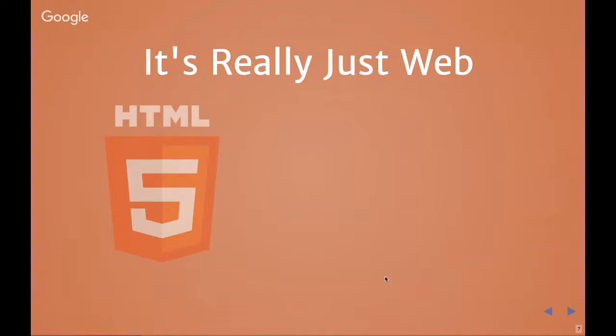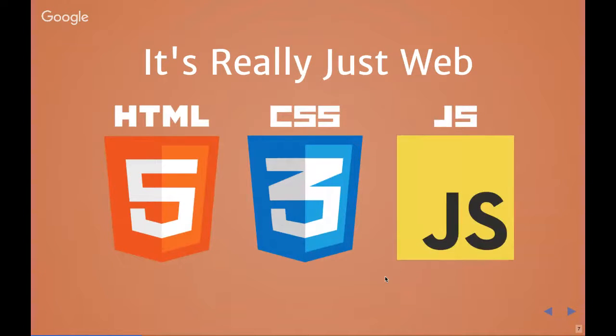So what is Ionic? It's really just web. If you've created native applications in the past, Android, for example, uses Java to create mobile applications and you use the Android SDK, which is one of the most painful SDKs in the world. And for iOS, you use the iOS SDK with the most beautiful language in the world, which is called Objective-C. If you've written Objective-C, you know how beautiful it is.